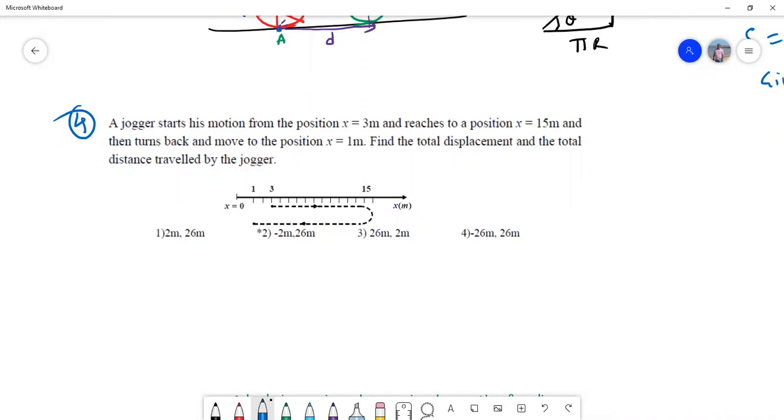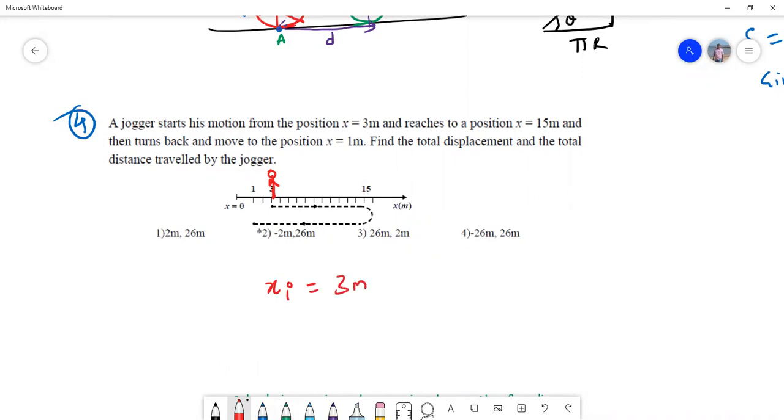So initially a jogger was at this point. He started walking from this point, so this is the starting point. Remember, he's not moving from the origin. He is moving from 3 meters. So he has some initial displacement of 3 meters.